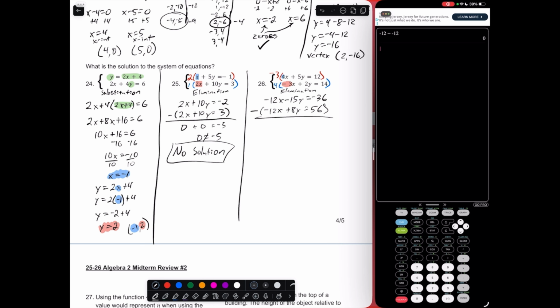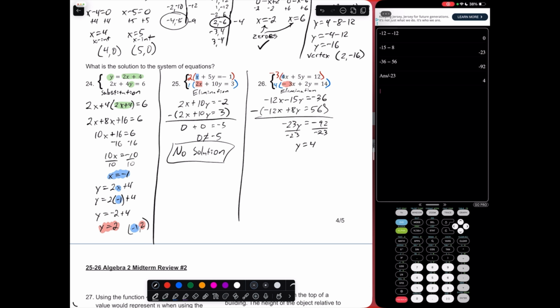-15 minus 8, so that's -23y. Again, if you don't trust yourself, type it in the calculator, get your value. If you don't trust yourself again, do the -36 minus 56, get -92. Divide both sides. And y would be equal to, should be 4, but we'll just make sure. Divided by -23. And we get 4.